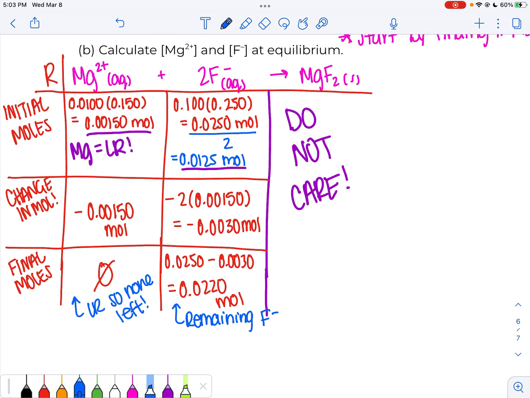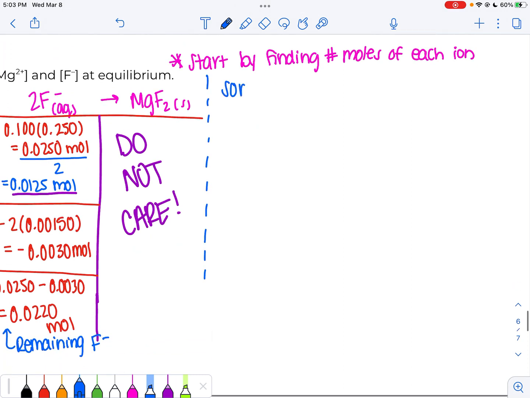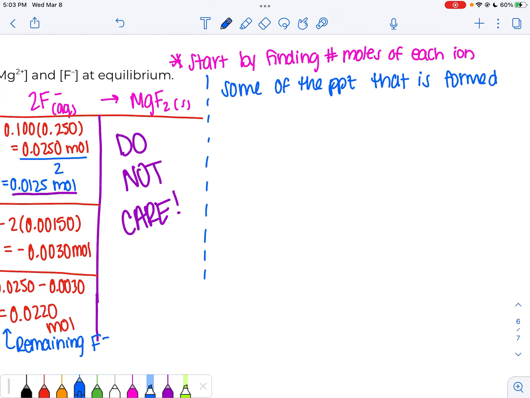So because some of this precipitate is going to undergo dissociation, we now have to figure out the concentration of the ions using our ICE table. So let's go over here to start our next section. So some of the precipitate that is formed will undergo dissociation.